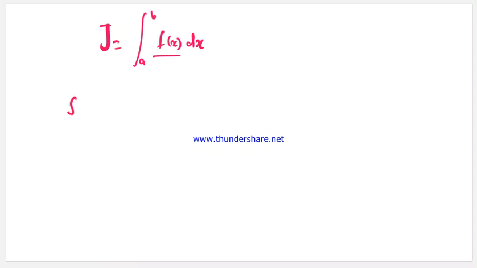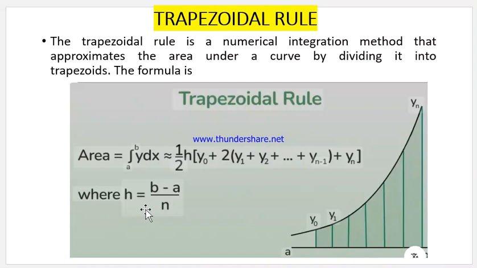One of them is Simpson's rule, another one is the trapezoidal rule. Another one that we are going to be dealing with in this tutorial is the 5-point quadrature formula. Briefly, the trapezoidal rule: generally, integration means determining the area bounded by the curve. The trapezoidal rule is a numerical integration method that approximates the area under a curve by dividing it into trapezoids, as shown below, and the formula is given.